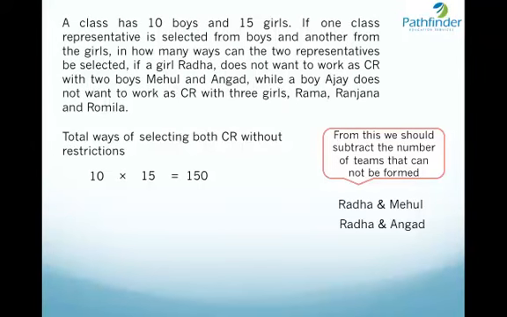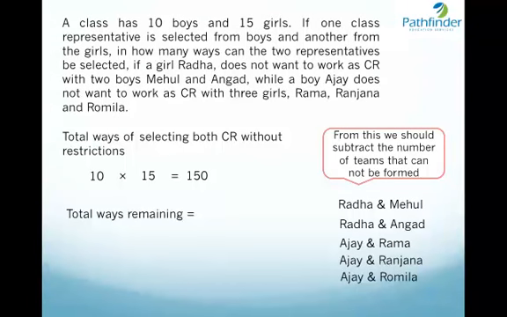Radha Angad, this team also cannot be formed. Similarly, Ajay and Rama, Ajay and Ranjana, and Ajay and Romila, these 3 teams also cannot be formed. So out of 150, these 5 teams cannot be formed. And therefore, the total number of ways remaining is equal to 150 minus 5, that is 145 ways.